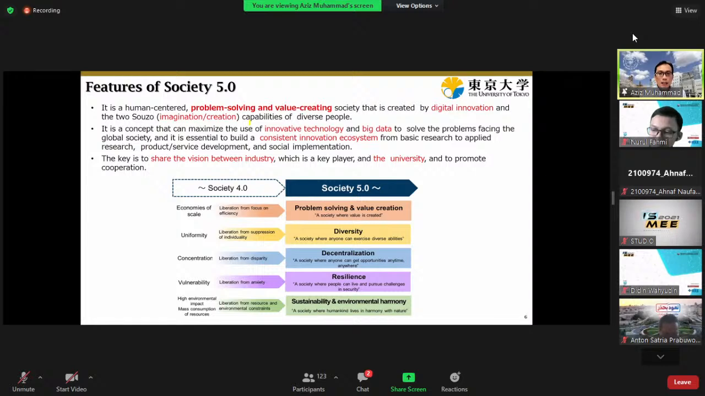Featurings about the Society 5.0. In the Society 5.0, we are talking about several points that are also quite important for us to understand and to know. But as I mentioned previously, the main target for the Society 5.0 is that we are not only talking about the problem solving that we are facing today, like climate change or job creations, but also how we can create value in the society.